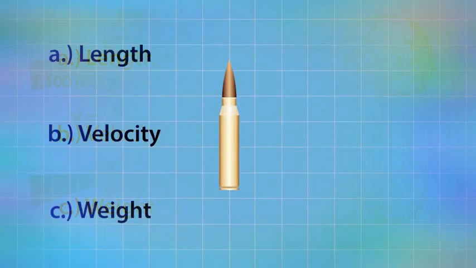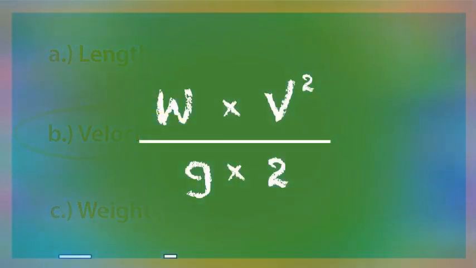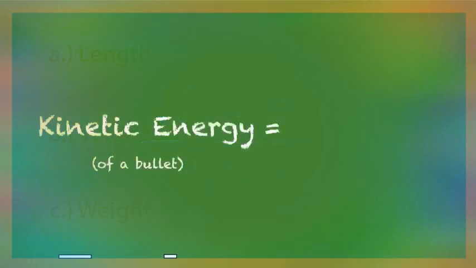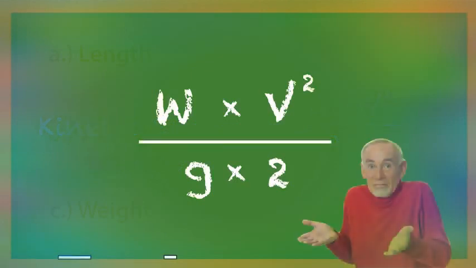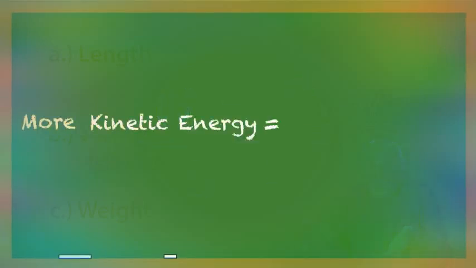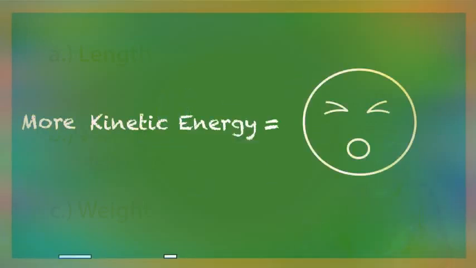The answer is velocity. To understand why, let's look at this equation for kinetic energy. In this case, the kinetic energy of a bullet is equal to the weight of the bullet times its velocity squared divided by the gravitational acceleration constant times 2. This may seem like a lot, especially if you haven't taken physics, but allow me to make this insultingly simple. More kinetic energy equals more ouch. The higher the kinetic energy of a bullet, the more damage it does.